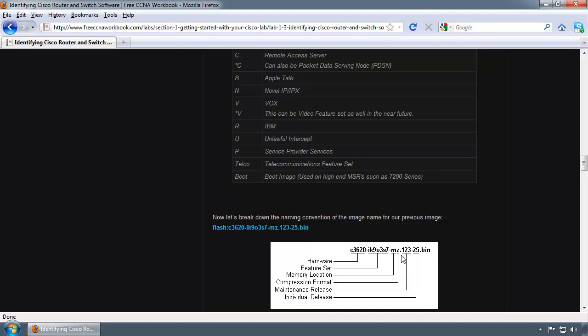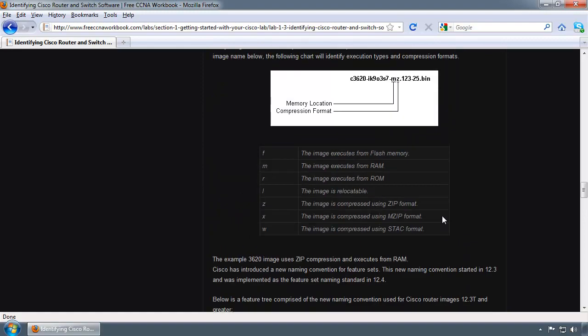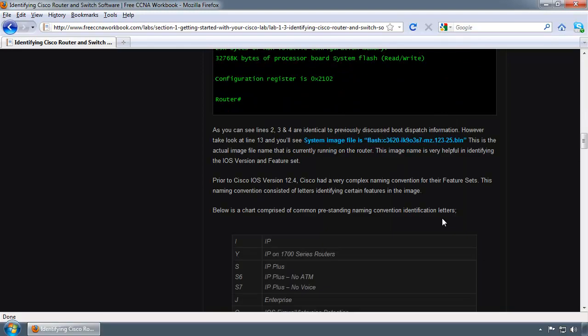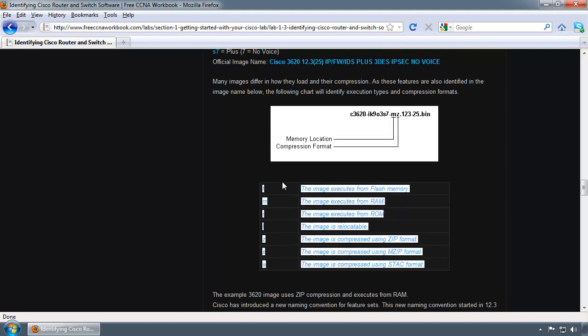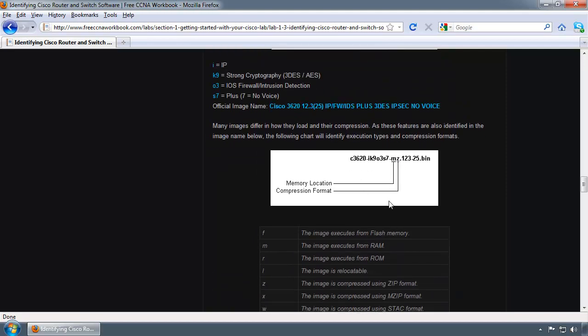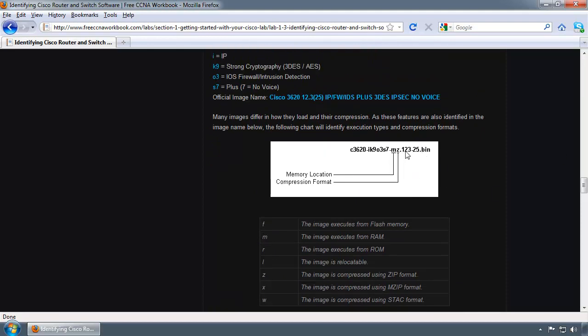And Z here is the compression format. There are different types of compression formats, whether it be a zip or a stack. I think I got a list here somewhere. Ah, here we go. Yeah, mzip, which is X. These can all be done with different compressions. However, the most common you'll see is the Z, which is a zip compression. And of course, at the end you'll have the file version, which is 12.3, release 25, and this is a binary file.